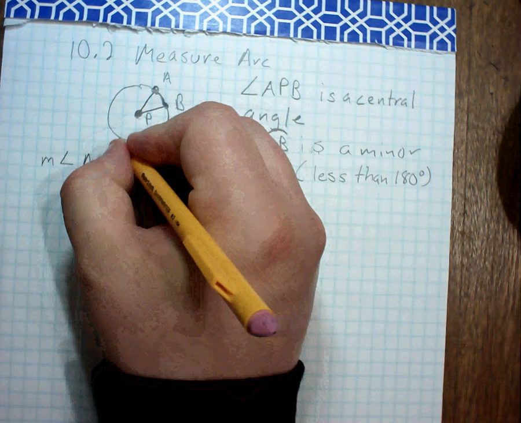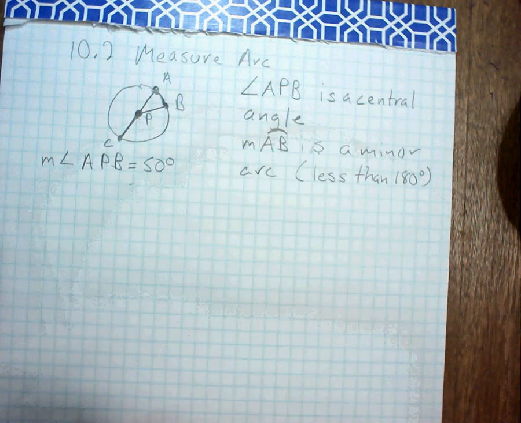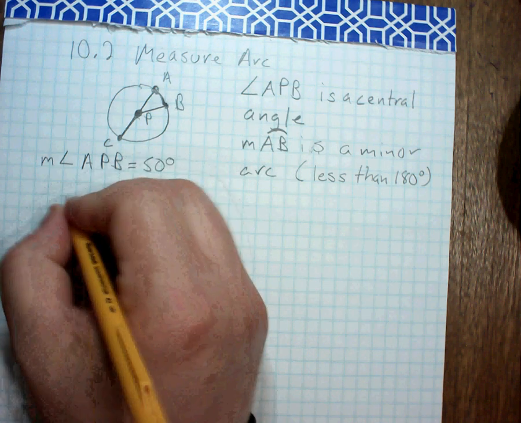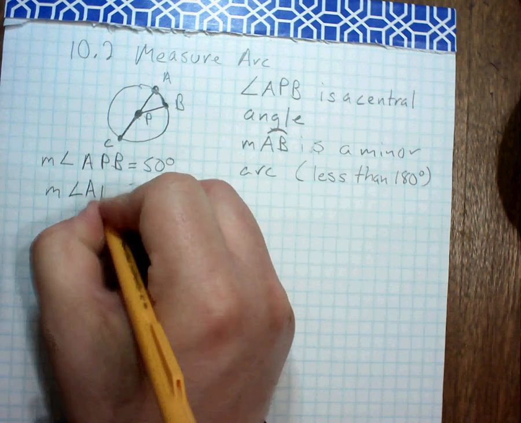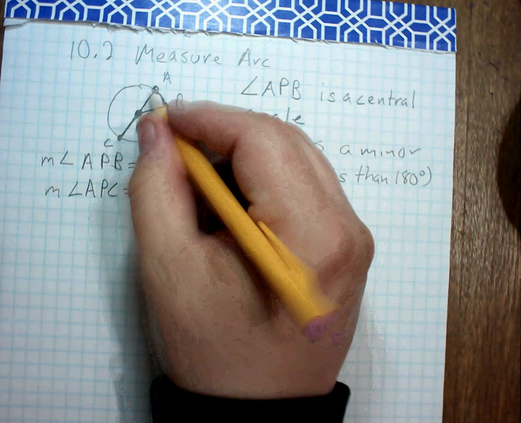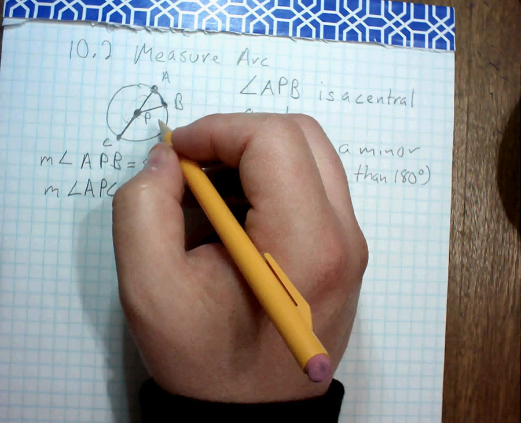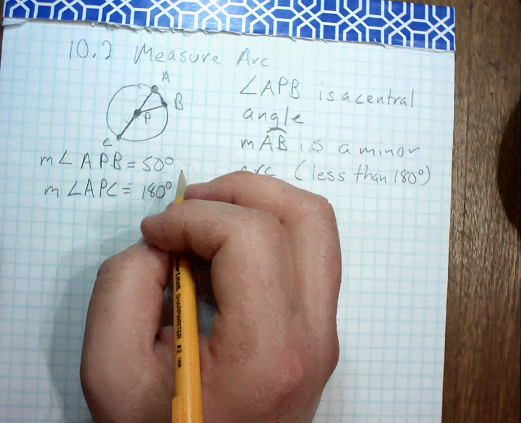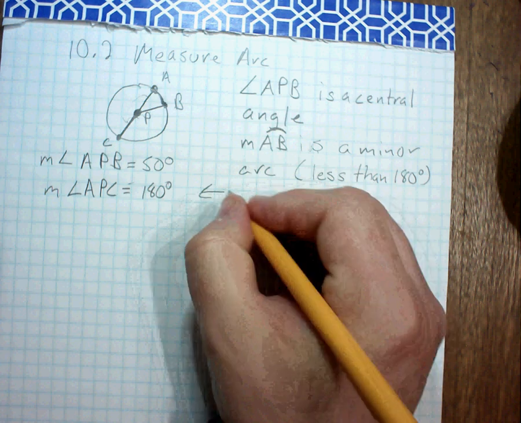Now, if I draw a diameter over to this other side here, and I call this C, then we would say that the measure of APC is 180 degrees, because the diameter contains 180 degrees. In other words, I'm measuring from here to here 180 degrees. Does that make sense? So that's what we would call a semicircle.